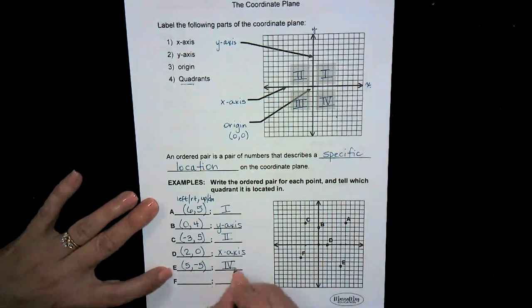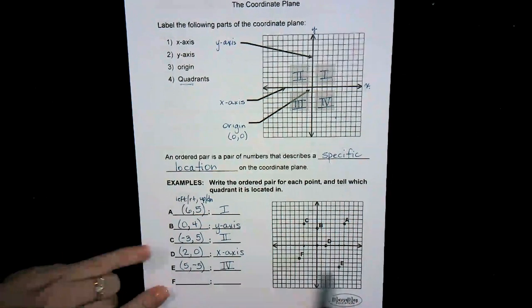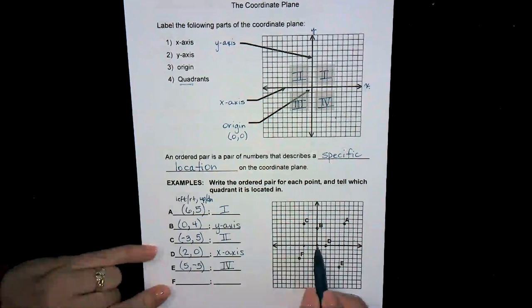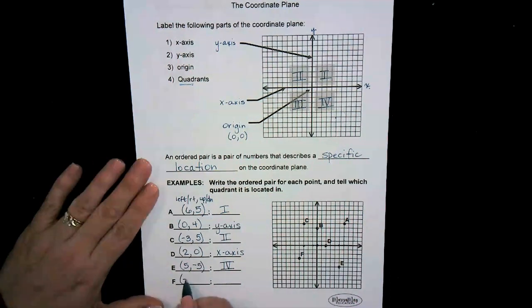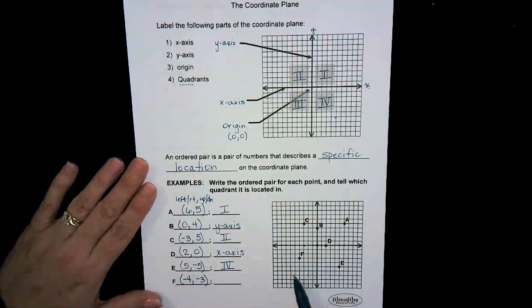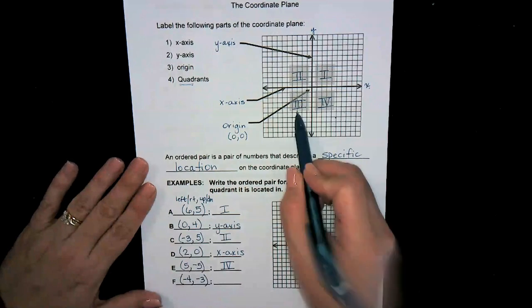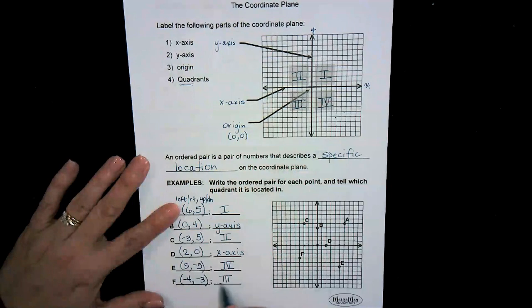Then let's do F, which is here. So from the origin, we'll go 1, 2, 3, 4 to the left. Remember, we say that by doing -4. And then we go 1, 2, 3 down. So that's -3. Notice that places us in the bottom left quadrant, which would be quadrant 3.